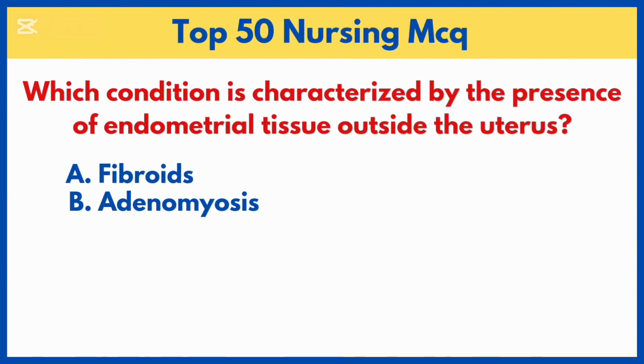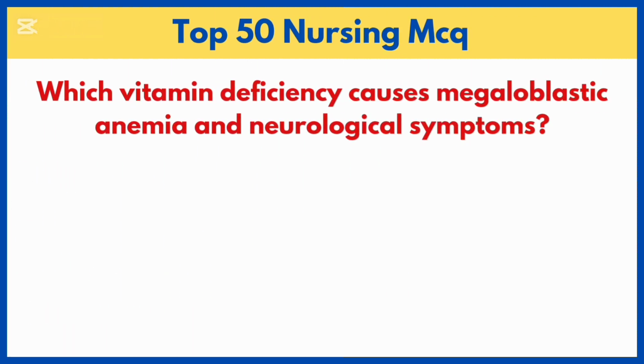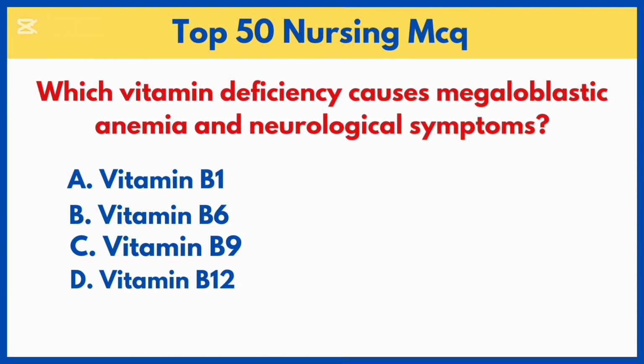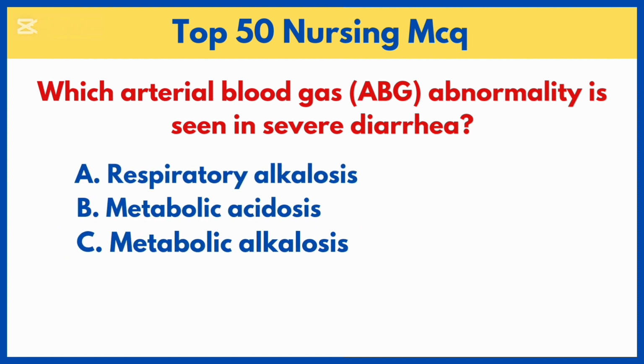Which condition is characterized by the presence of endometrial tissue outside the uterus? Correct answer is option C. Endometriosis. Which vitamin deficiency causes megaloblastic anemia and neurological symptoms? Correct answer is option D. Vitamin B12.